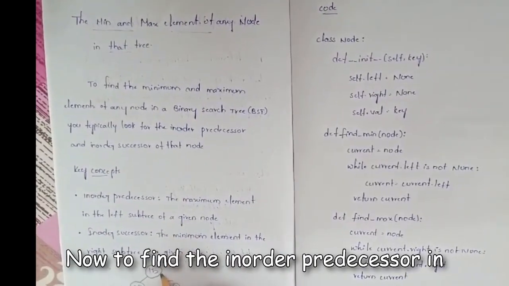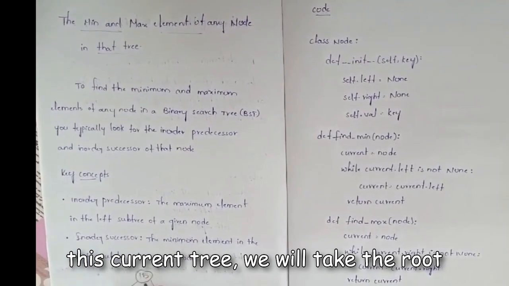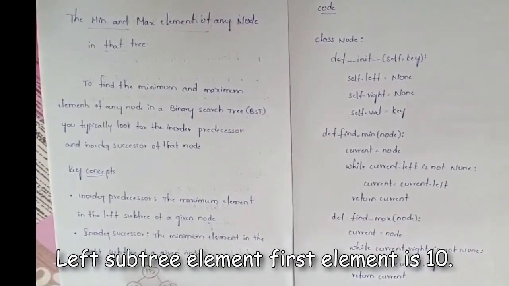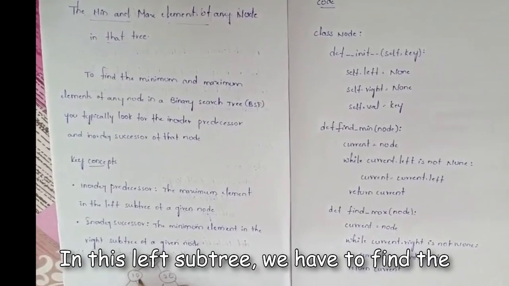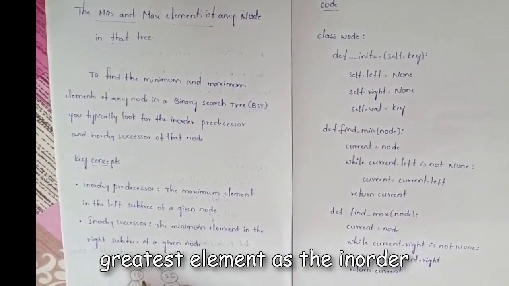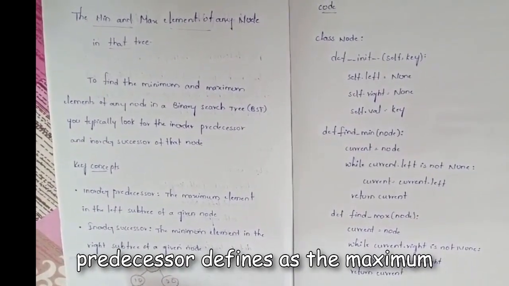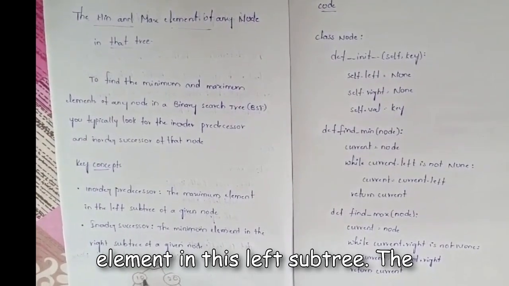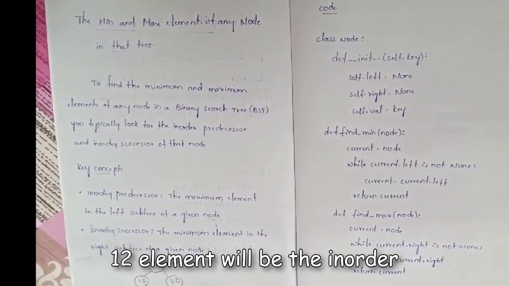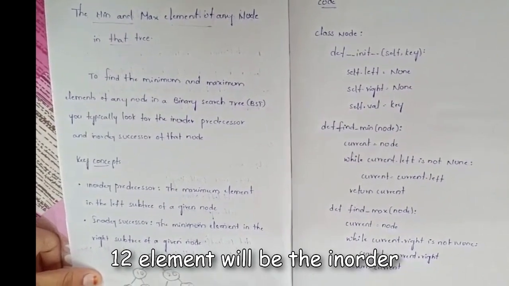Now to find the in-order predecessor in this current tree, we will take the root node 15 and move to the left subtree. The first element in the left subtree is 10. In this left subtree, we have to find the greatest element, as the in-order predecessor is defined as the maximum element in this left subtree. The greatest element will be 12, so 12 will be the in-order predecessor.